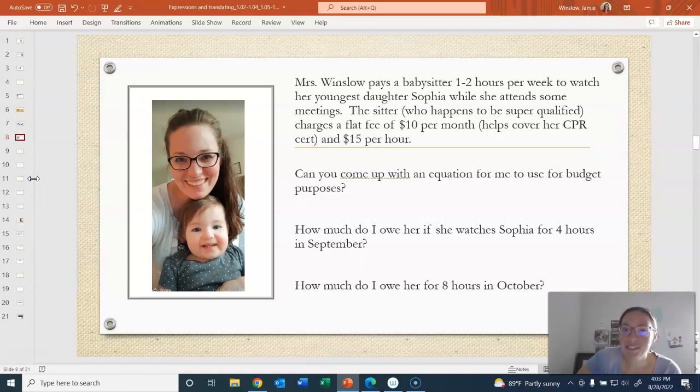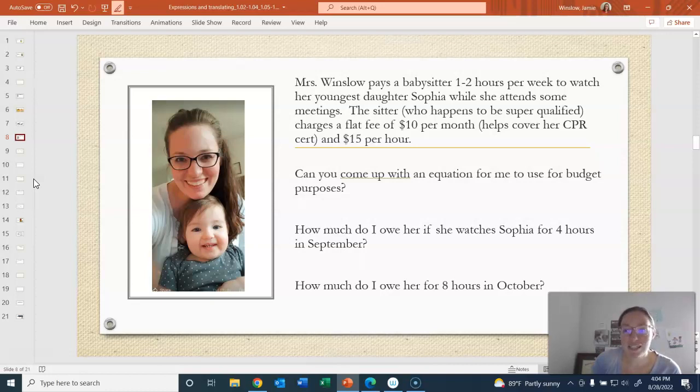All right, so Miss Winslow pays a babysitter 1 to 2 hours per week to watch her youngest daughter, Sophia, while she attends some meetings. This is true. This was true. Now she goes to preschool. The sitter, who happens to be super qualified, charges a flat fee of $10 per month that helps cover her CPR certification, and $15 per hour. So can you come up with an equation for me to use for budget purposes? How much do I owe her if she watches Sophia for 4 hours? And how much do I owe her if she watches her for 8 hours?